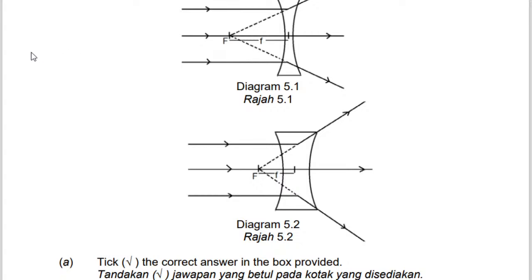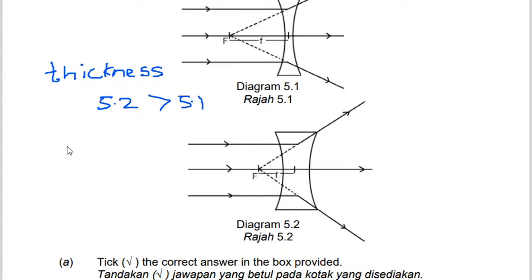Alright, so first just now, thickness. Thickness: 5.2 is thicker compared to 5.1. And then after that is the focal length. So focal length of 5.2 is shorter compared to focal length 5.1.